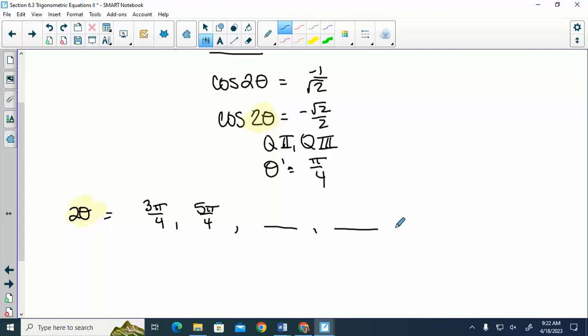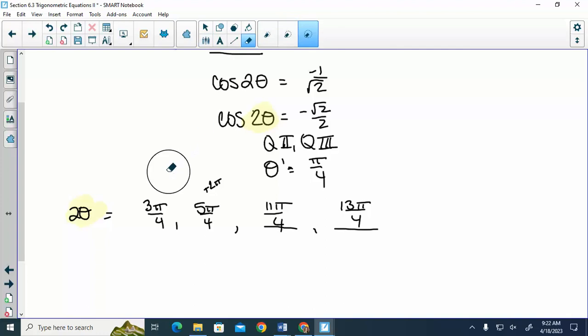How do we get those other solutions? Yes. As long as you do it before you divide the 2 over, you can add the standard period of 2 pi, because right now we're still treating it like the unit circle. So 3 pi over 4 plus 2 pi, or 3/4 plus 2 is 11 pi over 4. 5 pi over 4 plus 2 pi, or 5/4 plus 2 is 13 pi over 4. So that gave me all of my solutions.